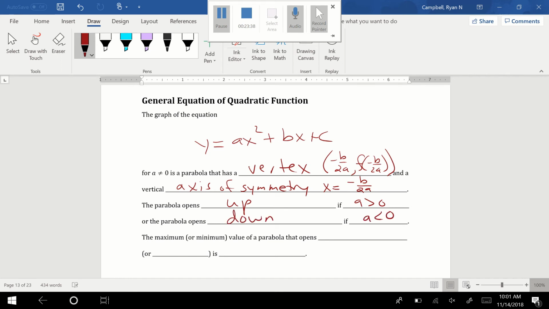So the maximum value is going to be when it opens down. The minimum value is going to be when it opens up. And this is going to be that f of negative b over 2a. It's going to be the x value, like we said. So as long as you have the vertex, everything else should kind of work out.